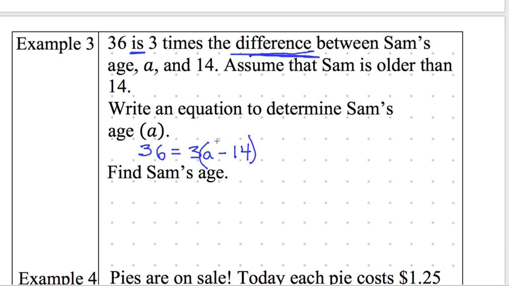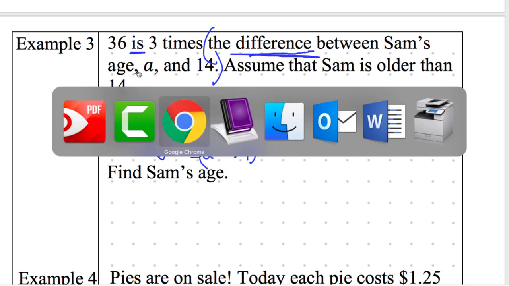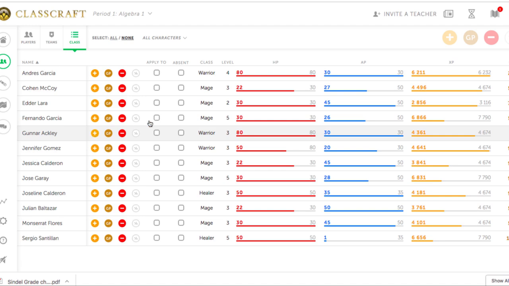Yes, okay. And that is a key difference because first I need to look at the difference between Sam's age, a and 14. So first I'm going to look at a minus 14, and then after I do the parentheses, then I'm going to multiply by 3 times that difference. And yeah, that's exactly how I translate it. 36 equals 3 times this quantity. This quantity is the difference between Sam's age, a and 14. That's where our parentheses were set up. Perfect. So thank you, Gunner.